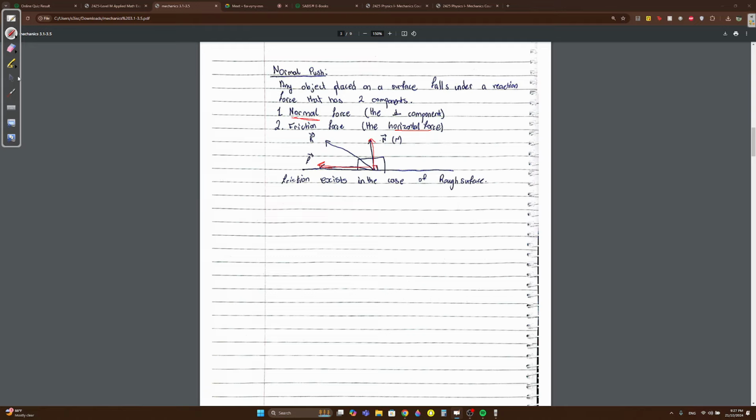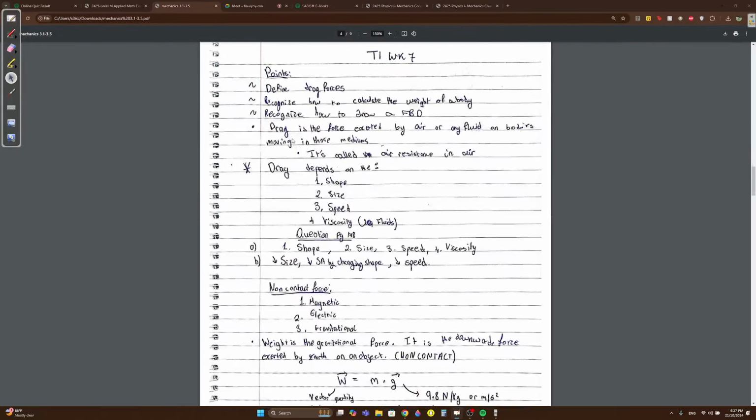From the word normal, normal means perpendicular. Friction exists in the case of a rough surface. All surfaces are pretty much rough.